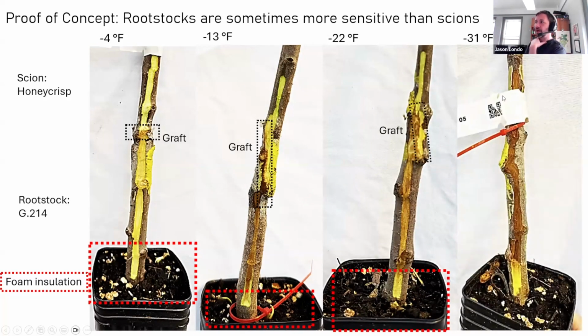And then at -31, we've reached a temperature that now has killed Honeycrisp as well as the rootstock, and you no longer see the differentiation at the graft. And so what we've shown here is that with this particular combination, an exposure at negative 13F or negative 22F causes damage to the rootstock specifically and not the scion, and that this may have impacts on the way that this tree is able to survive once it starts to regrow.